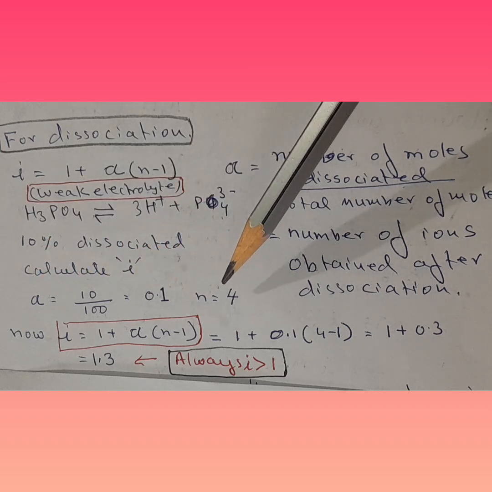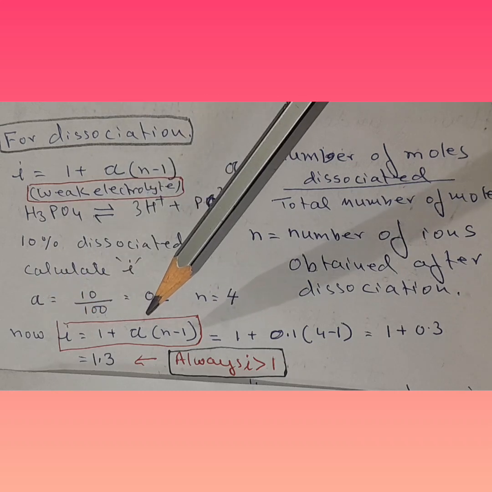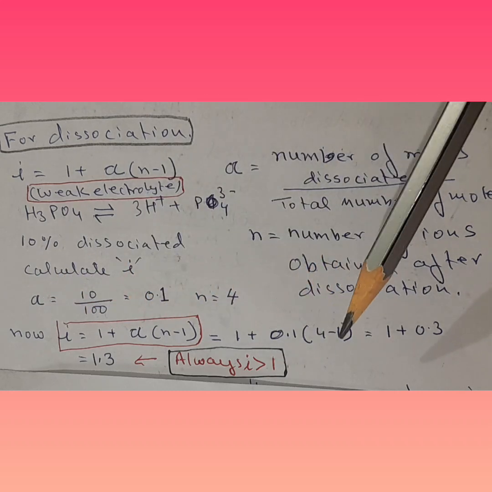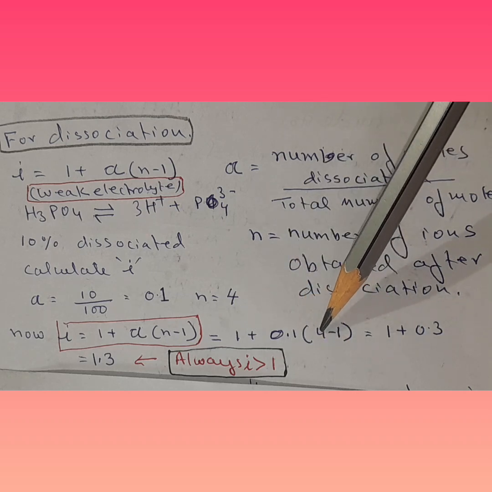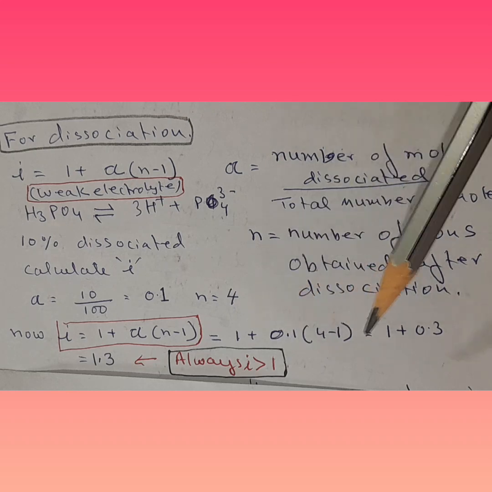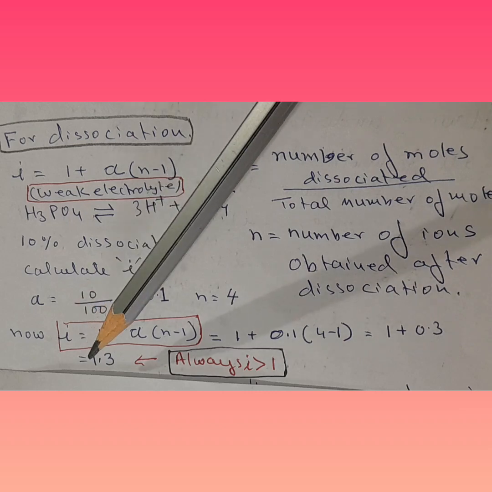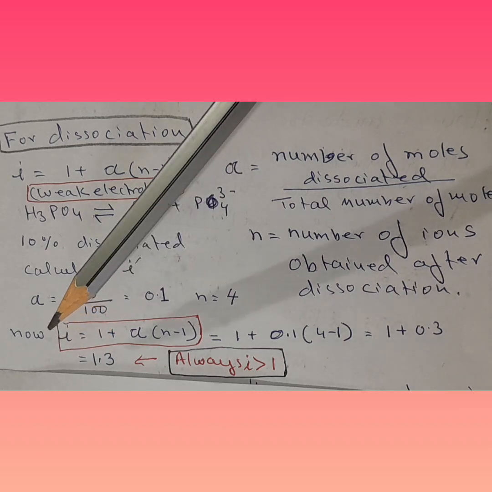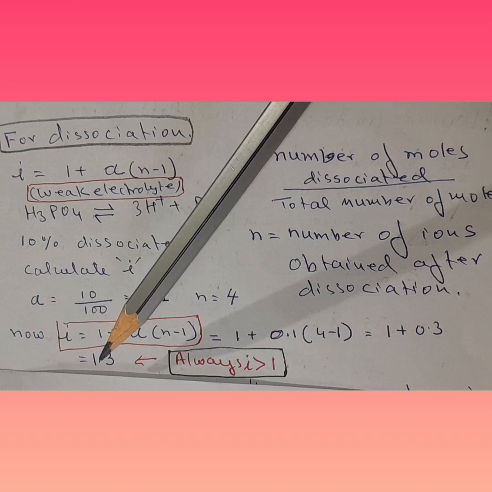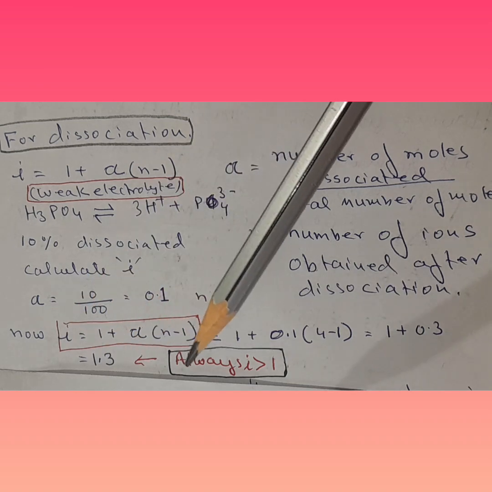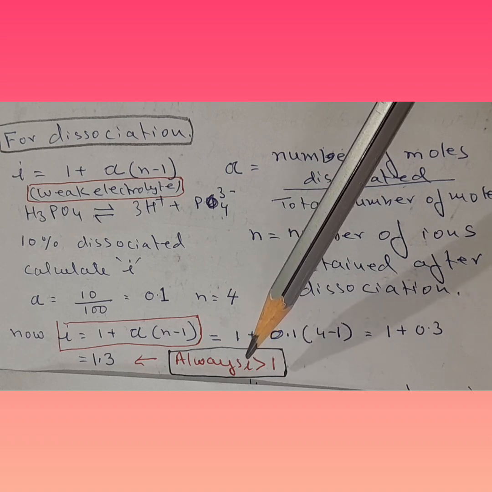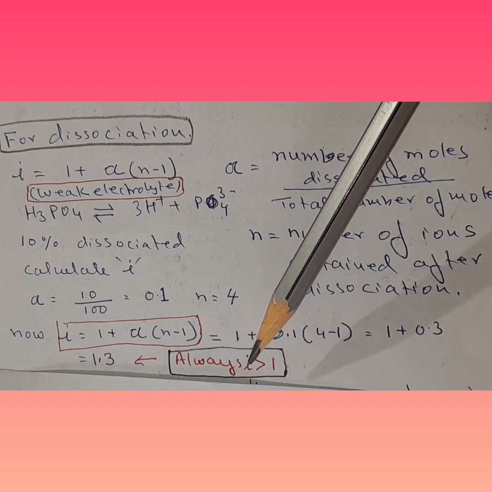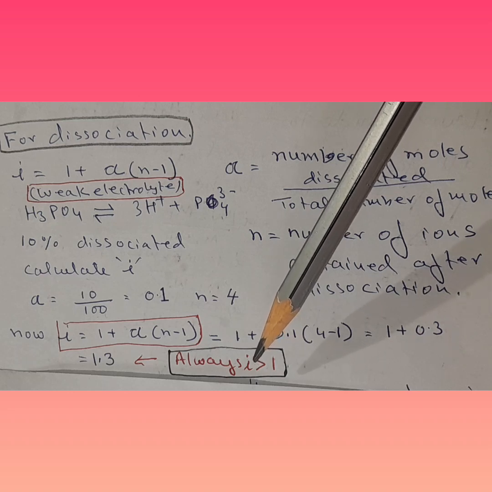We got alpha 0.1 and n equal to 4. Now the formula, substitution, and what we end up with is 1 plus 0.1 into (4 minus 1), so 3 into 0.1 becomes 0.3, so 1 plus 0.3. So the Van't Hoff factor comes to 1.3. Mind you, the i value would always be greater than 1 for dissociation.